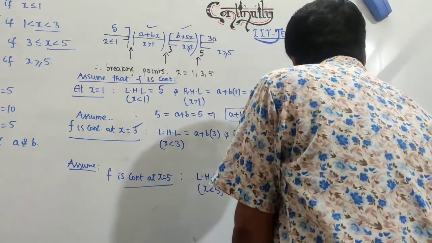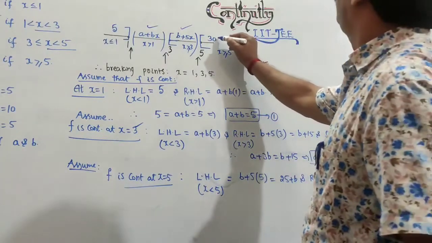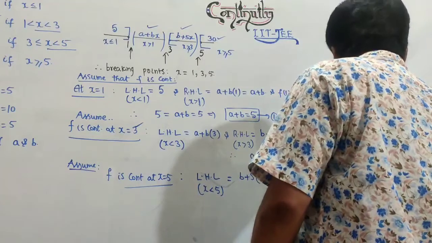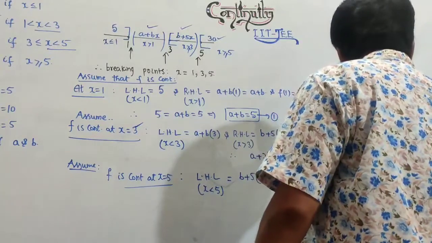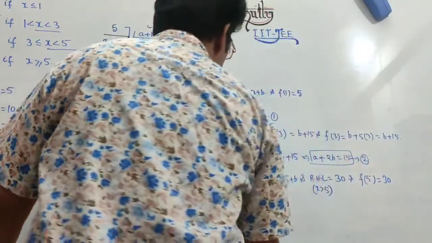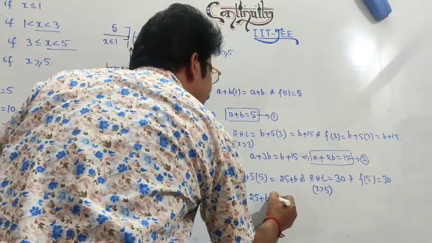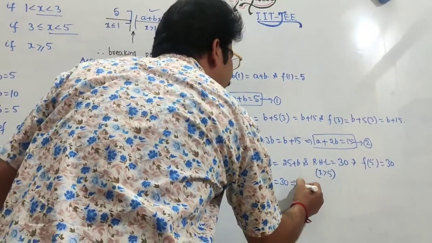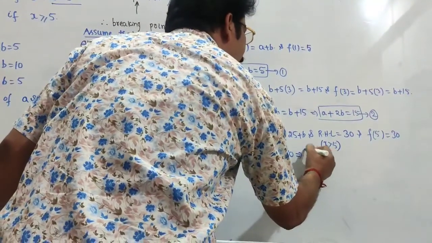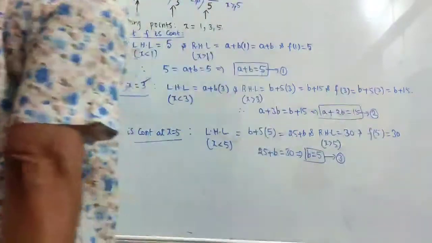And RHL, the right hand limit, means x is greater than 5. Where is x greater than 5? Constant. That is equal to 30. And of course, f of 5 is also 30. So therefore 25 plus b is equal to 30. Then b equal to 5. Let it be equation number 3.